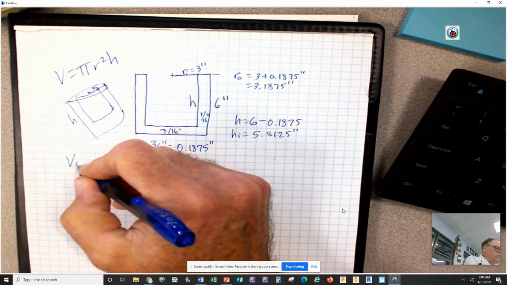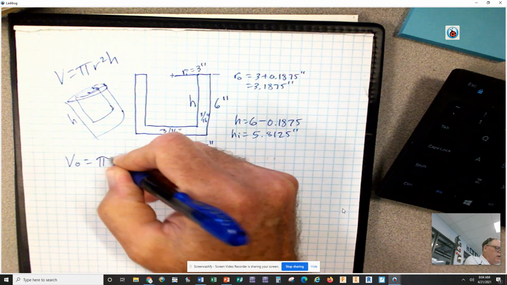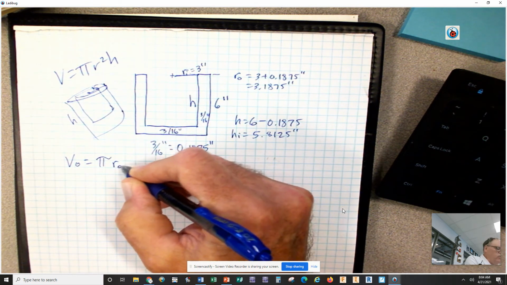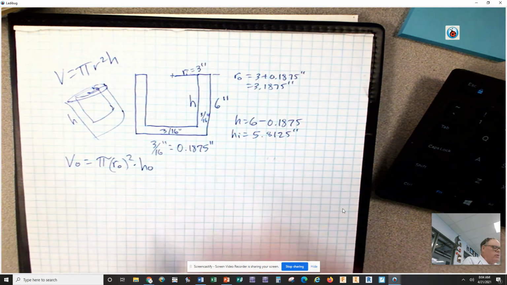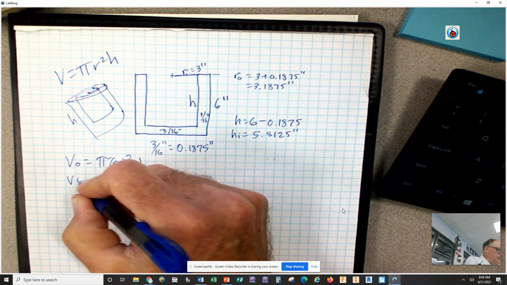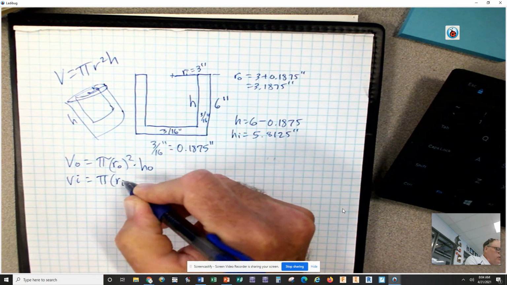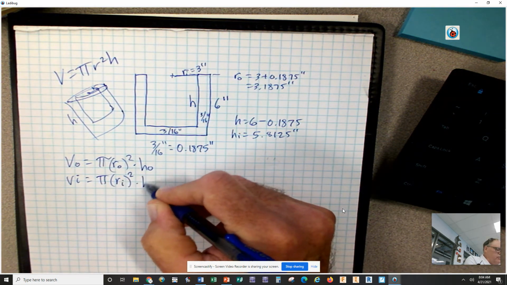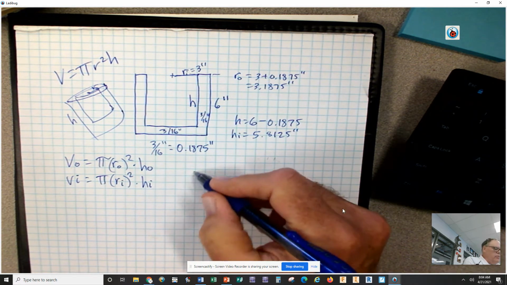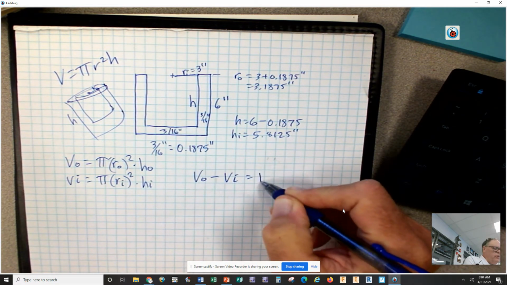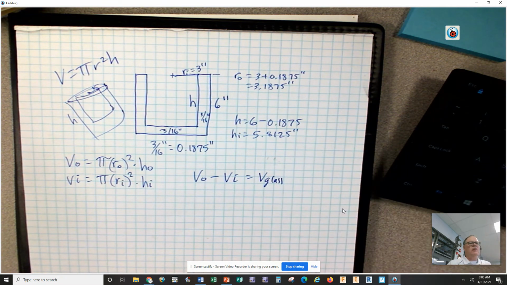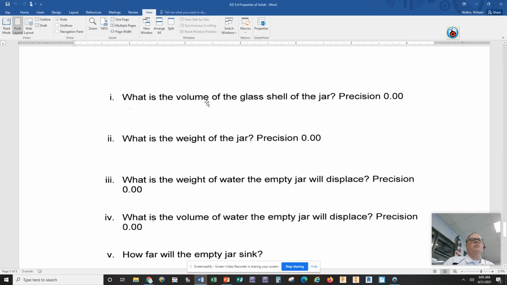So the volume of the outside cylinder is what? Pi times the outer radius squared times the outer height. And then the volume of the inside cylinder is pi times the inner radius squared times the inner height. Then when you do outer volume minus inner volume, you'll have the volume of the glass. That will answer that first question, what is the volume of the glass shell? That one requires the most work. You've got to get the volume outer minus volume inner.